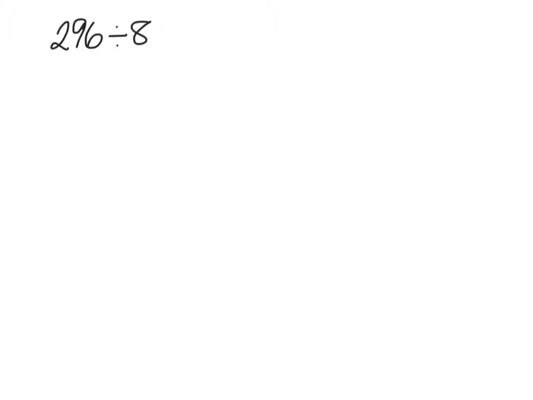First, we have to set up the long division. And if we think of this division problem as being a fraction, 296 over 8, then on the outside goes the denominator, and on the inside goes the numerator.